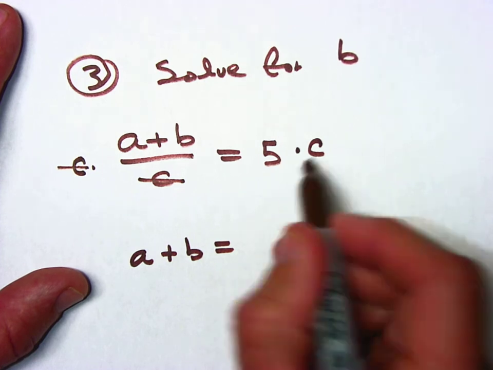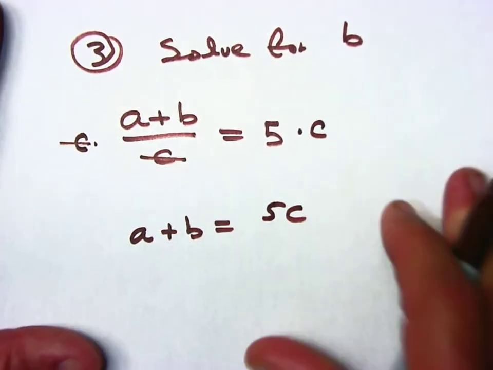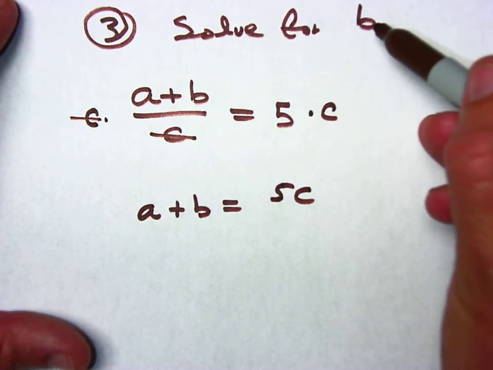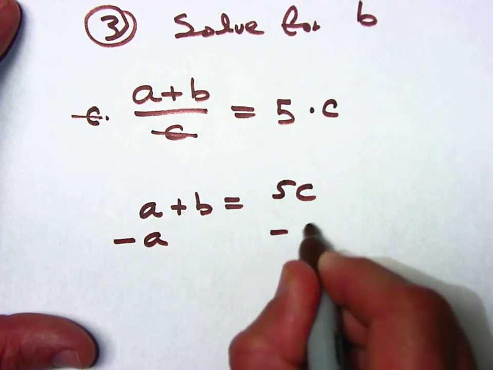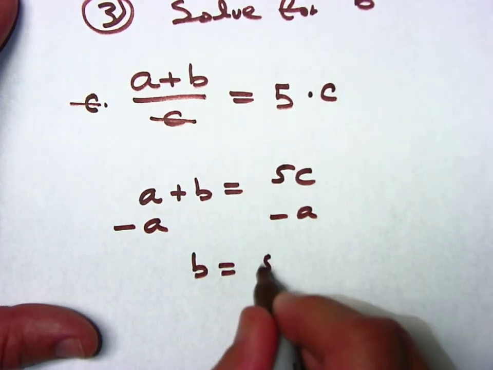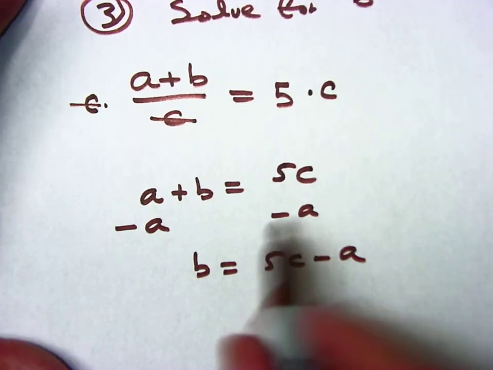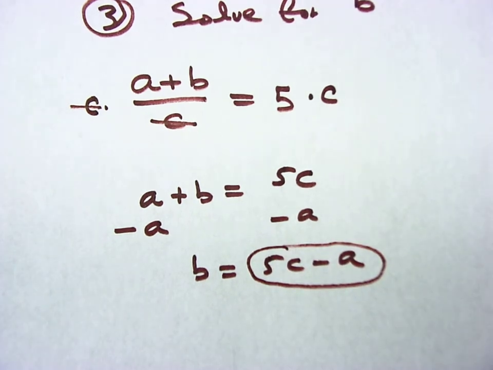Do not overthink this over here. 5 times C is 5C. At this point, I forgot what we're looking for. I gotta come back up here. We want B. So if you want B, you don't want A, so get rid of A. So your answer is B is 5C minus A. If you notice, it's just an expression. It's not a number value because you didn't have any like terms.